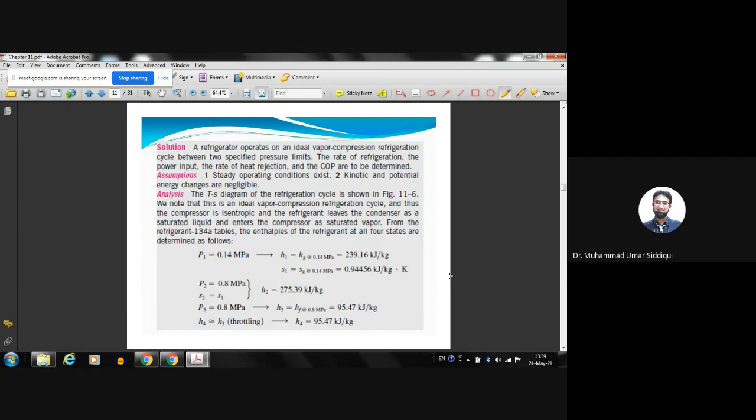So we know what is P1. Corresponding to P1, we can determine what is H1 and S1. Then we know what is P2, and we say that S2 is equal to S1, so we can determine H2. For P3, we know that it is saturated liquid, so we can determine what is H3. And once we know H3, that will be the same as H4. So we determined all the four H's.